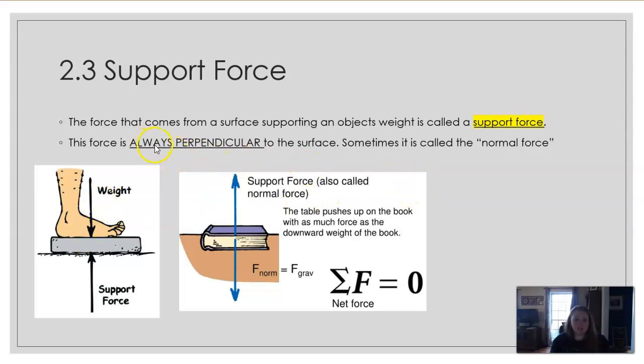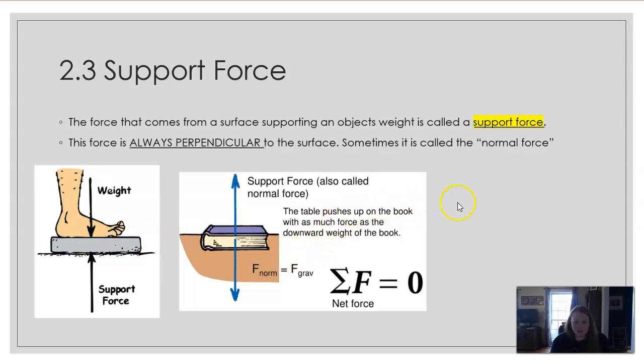Now, the support force is always perpendicular to the surface. Perpendicular, remember, means it makes a 90-degree angle. Sometimes it's called the normal force, and that's just because in math, a normal line is a perpendicular line. But you can just call it support force, that's fine. Here we have a 90-degree angle, and the upward support force from the ground and a downward weight on the person.